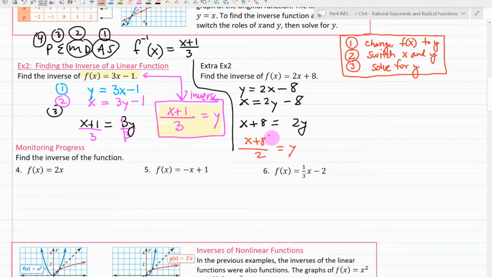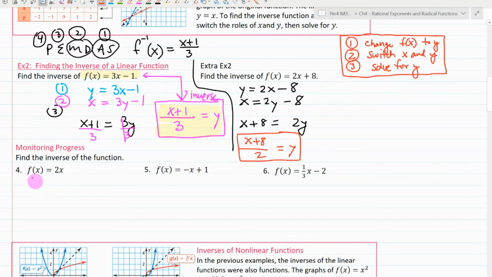Now, you cannot divide 2 and 8. You can only reduce this fraction if all 3 terms have coefficients that can be divided by the same number. Like if you had 2x plus 8 over 6, then all of these are divisible by 2, and you could write it x plus 4 over 3. That would be okay. But you can only do that if they're all divisible by the same number.